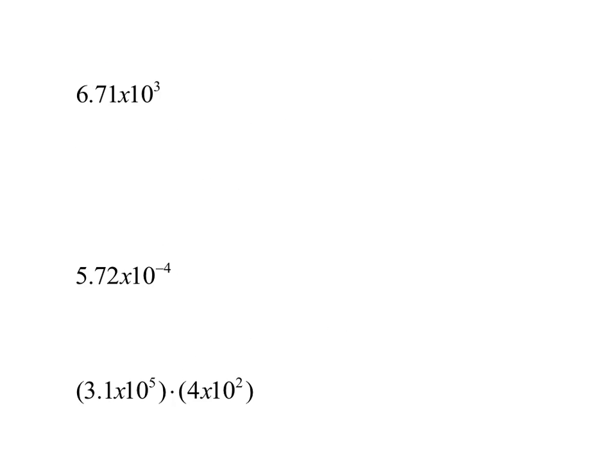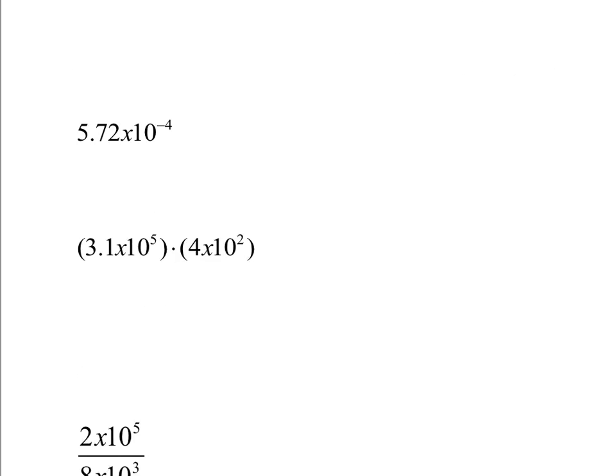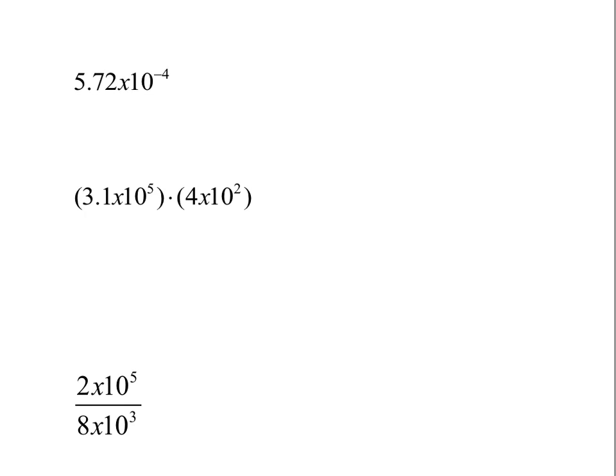Now we're going to take a number in scientific notation and move it back to a regular number. So I'll start by writing the 6.71 times 10 to the third. That means I moved it over 3 to the left, so I'm going to have to move it over 3 to the right to get back. 1, 2, 3. One more. That means I have to add a 0 at the end. So this number is 6,710.